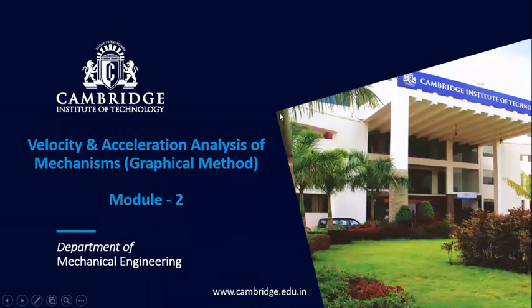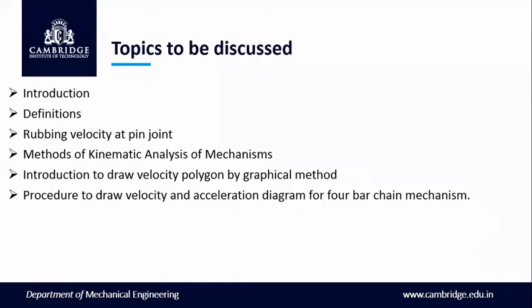Let us move on to the next module, that is velocity and acceleration analysis of mechanism by graphical method. The topics to be discussed for today's session are introduction, definitions, rubbing velocity at pin joint, methods of kinematic analysis of mechanisms, introduction to draw velocity polygons by graphical method, and some basic procedure to draw velocity and acceleration diagram for 4-bar chain mechanisms.